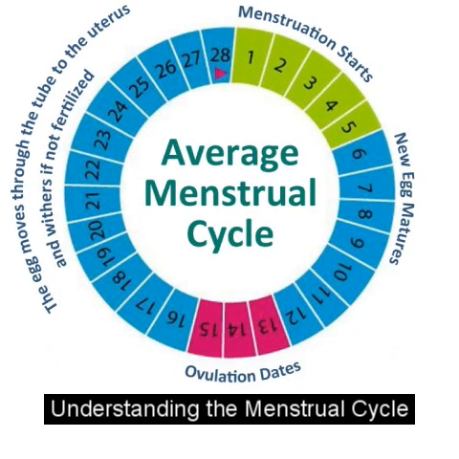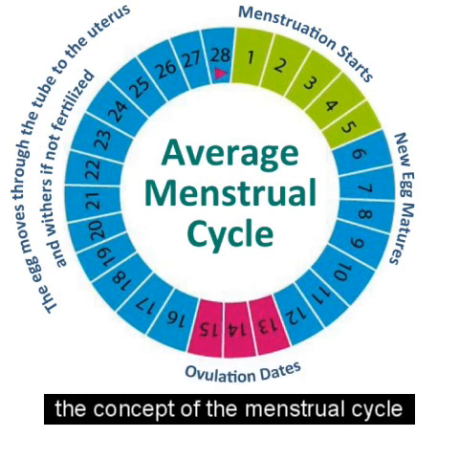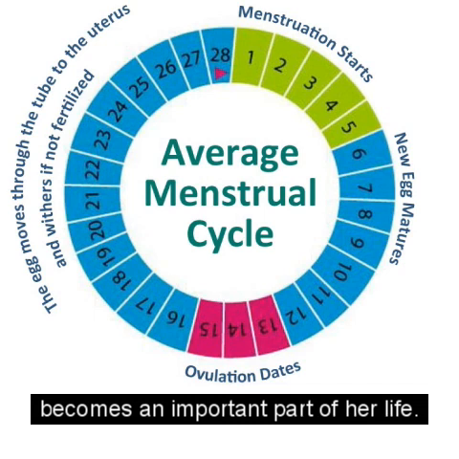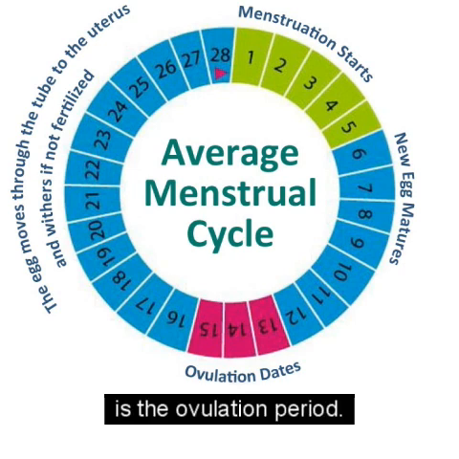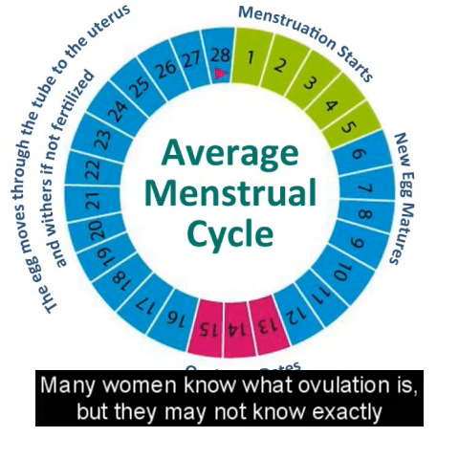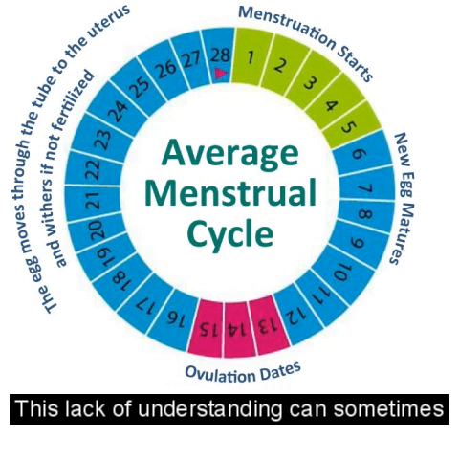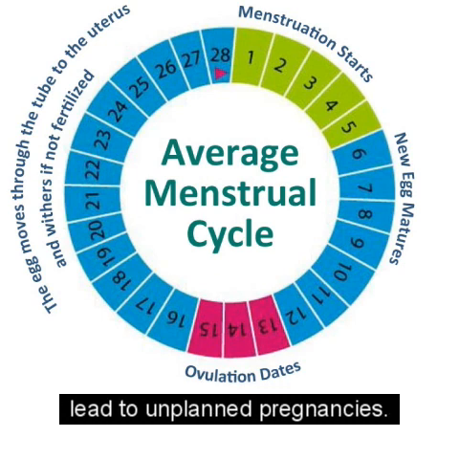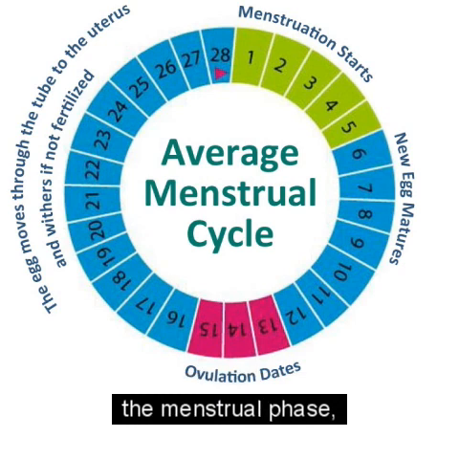Understanding the menstrual cycle. From the moment a woman gets her first period, the concept of the menstrual cycle becomes an important part of her life. The most common term associated with it is ovulation period. Many women know what ovulation is, but they may not know exactly how to calculate the ovulation period. This lack of understanding can sometimes lead to unplanned pregnancies. Each menstrual cycle can be divided into 3 phases: the menstrual phase, the ovulation phase, and the safe period.